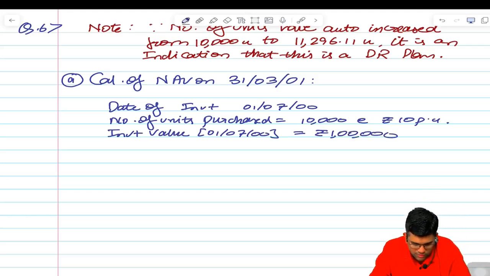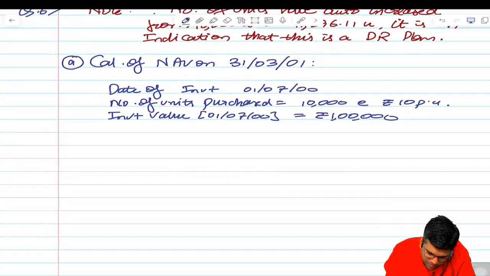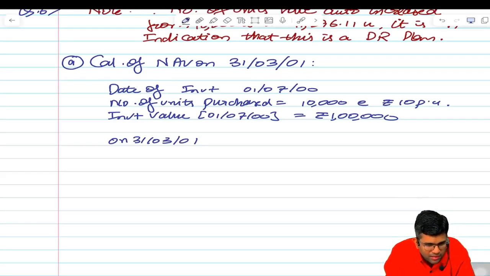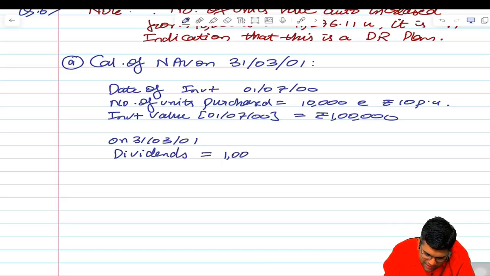Any doubts? No. Now, on 31/3/2001, I think you read it. The company has issued dividends. A 10% dividend was announced, correct? So dividends announced will be 1 lakh into 10%, which is equal to rupees 10,000.